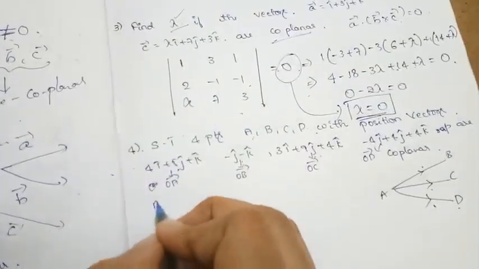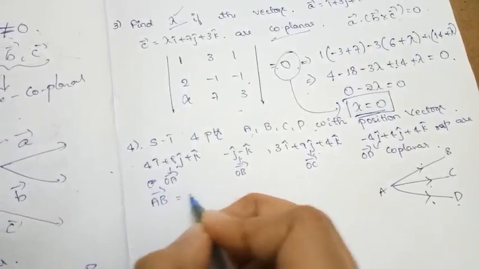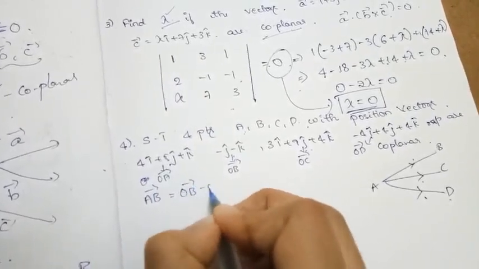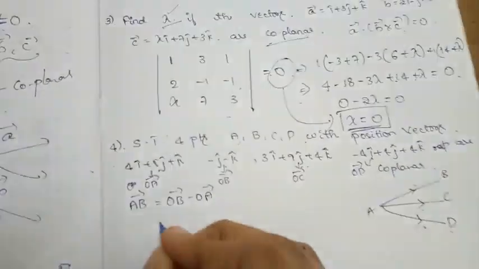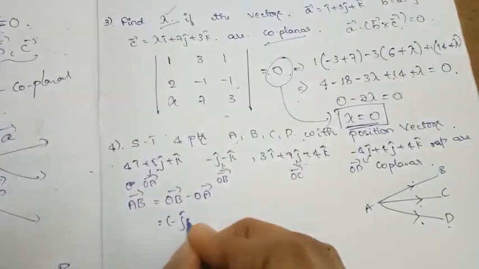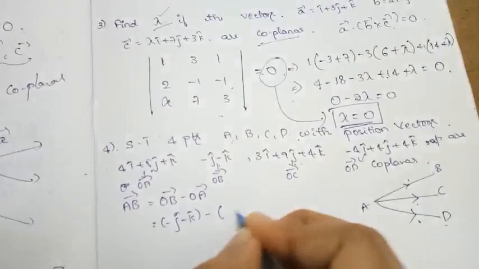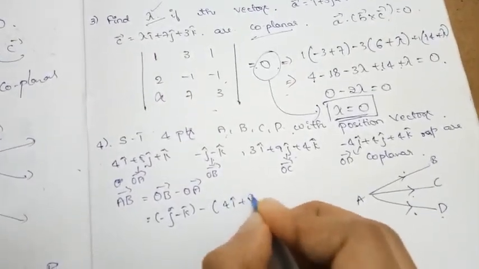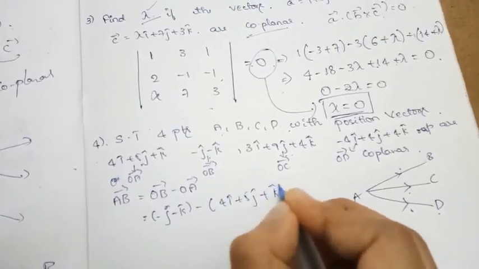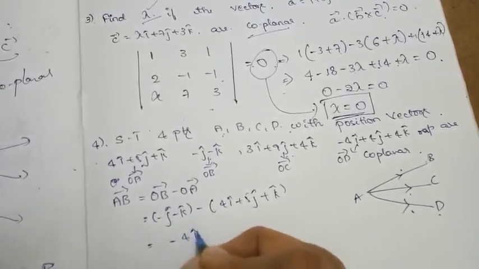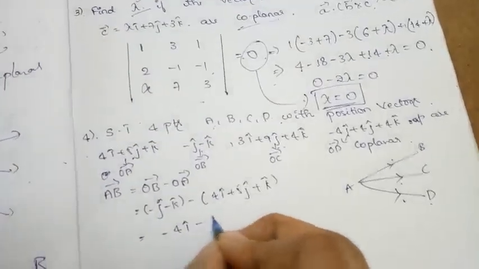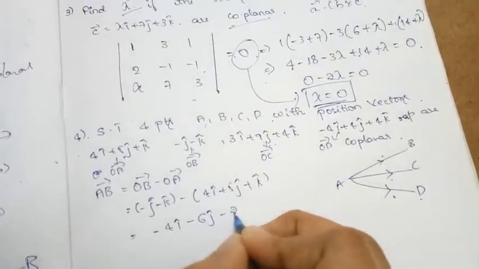So first thing is, we need to find vector AB. It is nothing but vector OB minus vector OA. So it is vector OB, which is minus j cap minus k cap, minus 4i cap plus 5j cap plus k cap. So the value of this one is nothing but minus 4i cap minus 6j cap minus 2k cap.